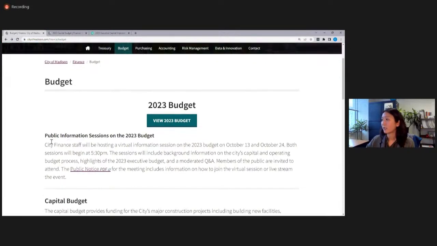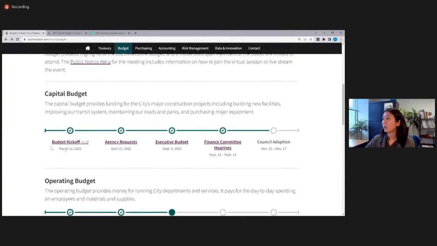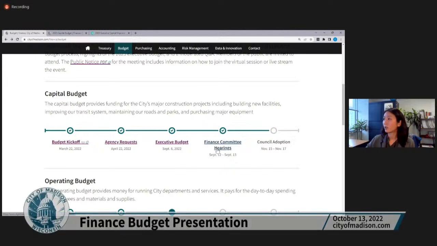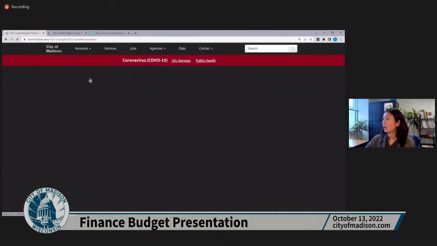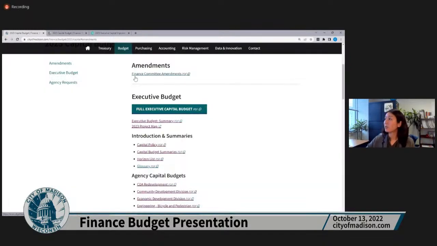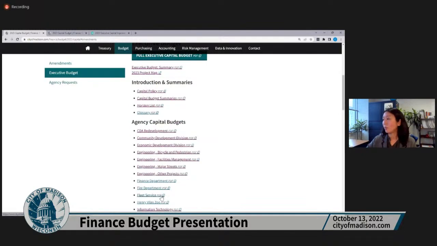Our homepage right now has the advertisement for these public information sessions right up top. And then the capital and operating budget has the timeline, and you can go to whatever phase of the budget you're interested in. So if you wanted to learn more about the capital budget, you could see what amendments were passed at the Finance Committee meeting. You can look at the full budget, or you can look at specific sections. So if you're really interested in what's happening in fleet or IT, you can take a smaller segment of the budget. Again, since it's several hundred pages long, it's sometimes easier to break it up into the agency-specific items.